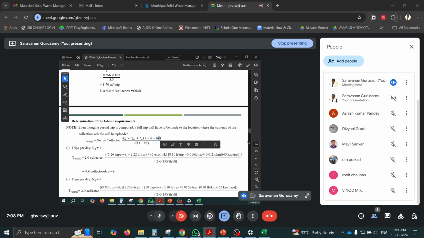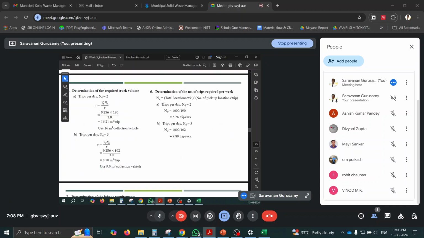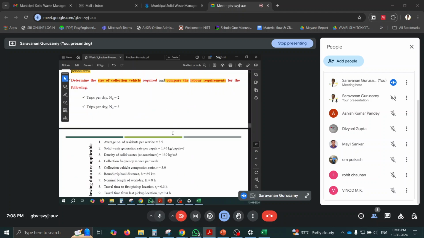If it is a two-way trip, you can directly substitute. If it is a one-way trip, you have to multiply with 2. So it's common for both the cases. And then TW is the trips per day. So for 2 trips per day, what we are getting is NW as for 1000 dwellings. But in this question, it's given as 2000.